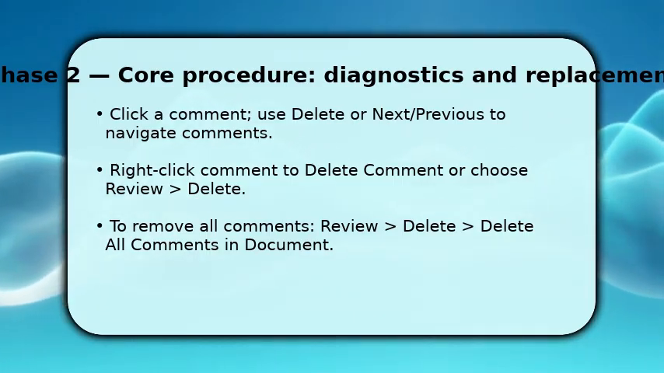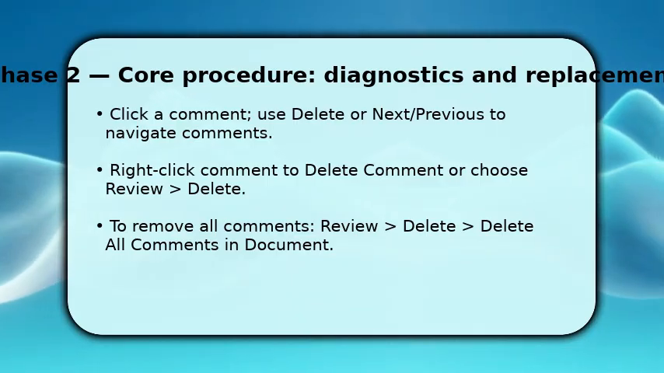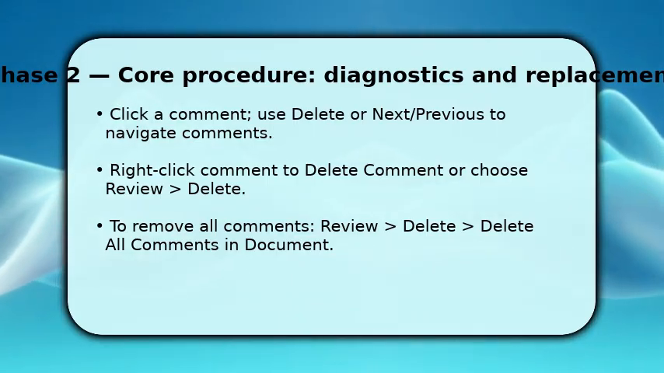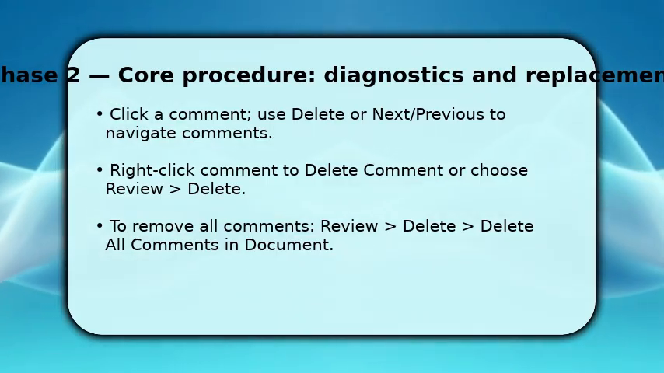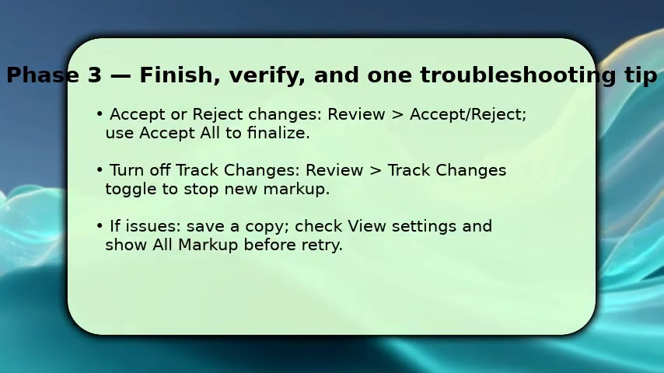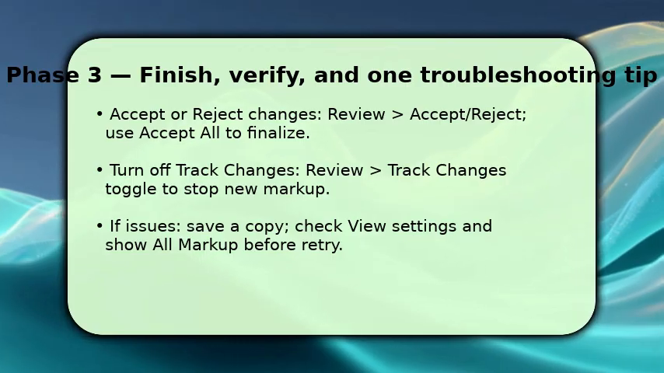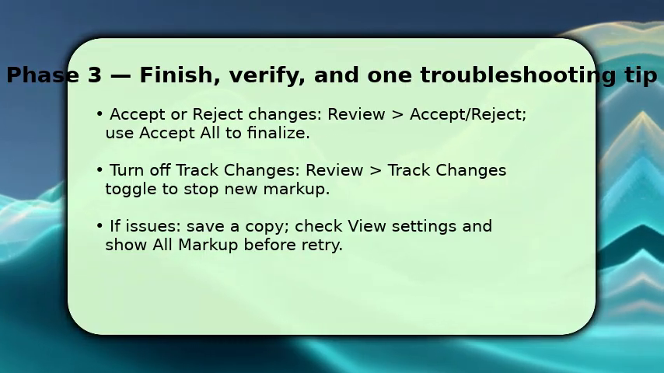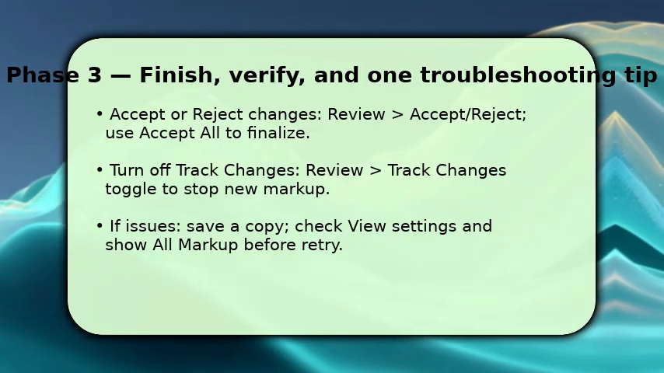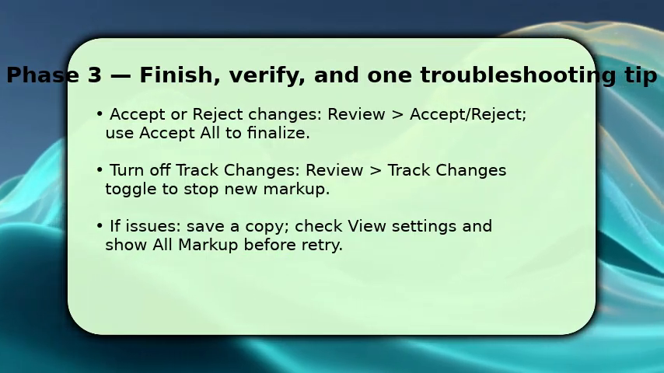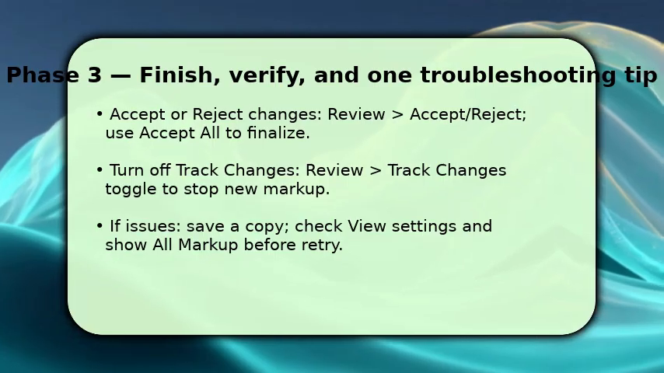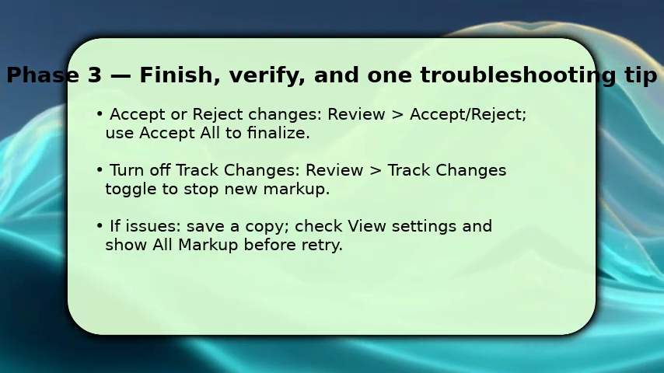Be careful. This action is not tracked as a comment removal, so make sure you've exported or resolved any discussion you may need later. Finish by accepting or rejecting track changes. Go to Review and use Accept or Reject for each change, or choose Accept All to complete the cleanup at once. Once done, turn off track changes so no new edits create markup. Toggle track changes in the Review tab.